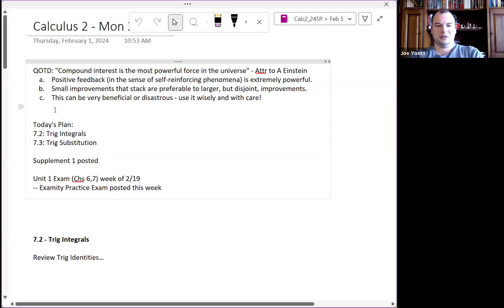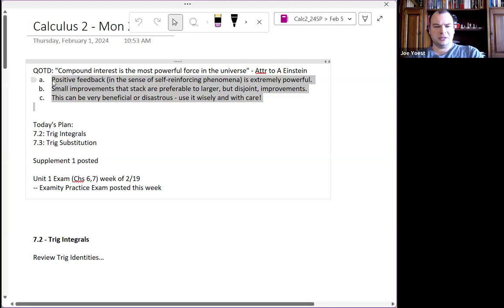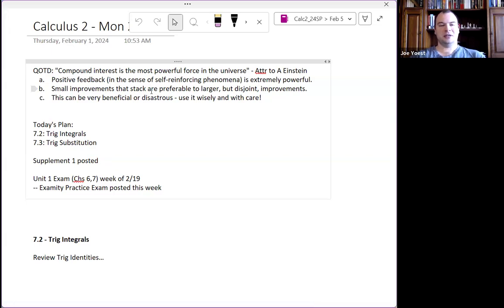I think in terms of finance, that's certainly a true idea: if you start investing early, that's going to pay off a lot more at, say, retirement age than if you start investing later, because you can capture those years of compounding, that compound interest, that exponential growth. But as a more general idea, positive feedback, in the sense that some phenomena can self-reinforce and build on each other, can be extremely powerful.